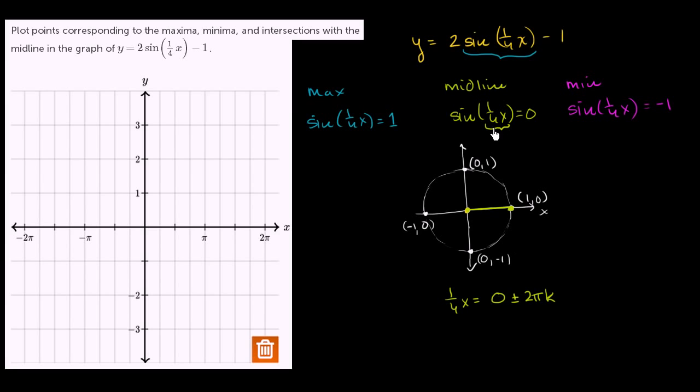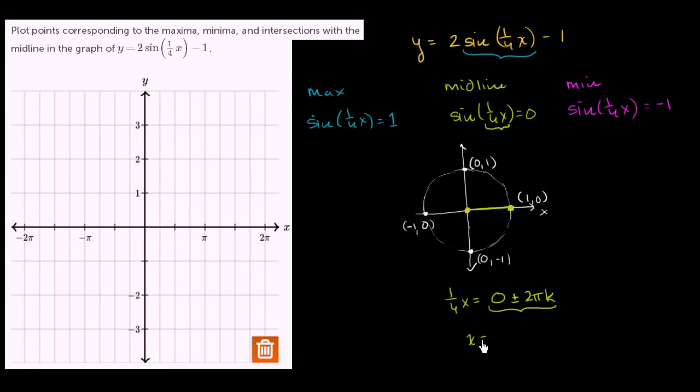Remember, all I'm saying here is if you input anything like this into the sine function, you're going to be at this point on the unit circle, and when you evaluate the sine function at any of those points, you are going to get 0. Why did I write k here? Well, this is just for some integer k. So this is just saying 0 plus 2 pi, 0 plus 4 pi, 0 plus 6 pi, 0 minus 2 pi. This encapsulates all of that. So let's solve for x. Well, to solve for x, we just multiply both sides by 4.